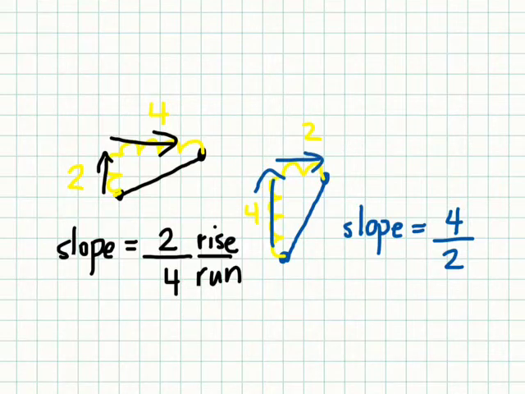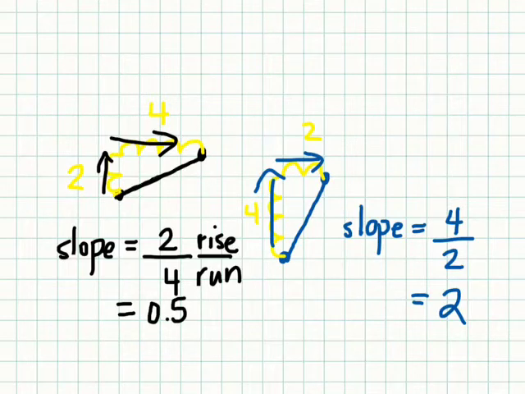Okay? And what is 4 divided by 2? What's 4 divided by 2? 2. Let's simplify this one. What's 2 divided by 4? 0.5. Thank you. What do you notice about these two lines?